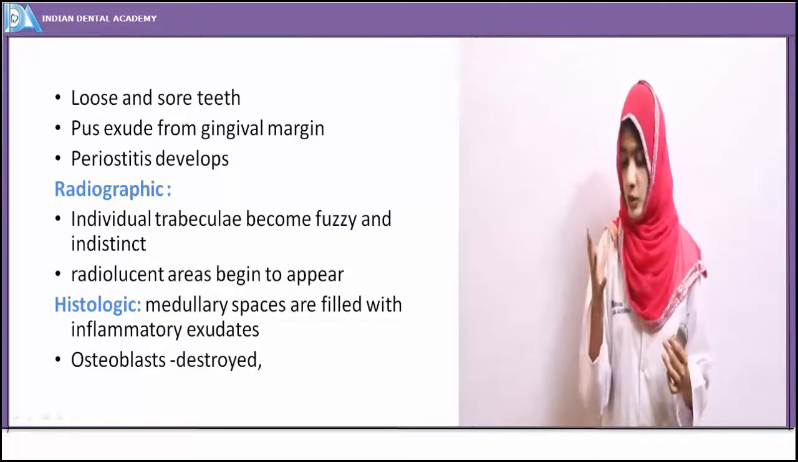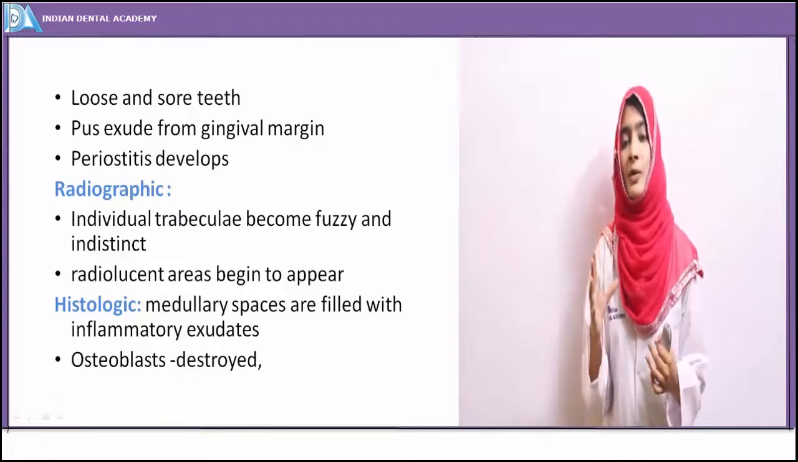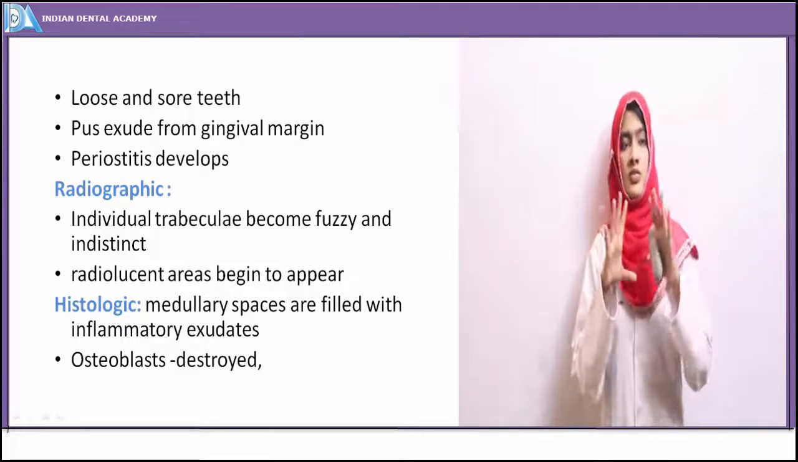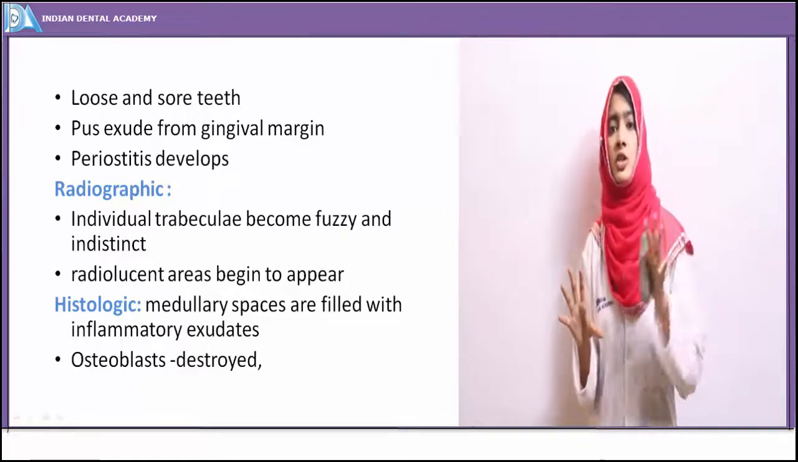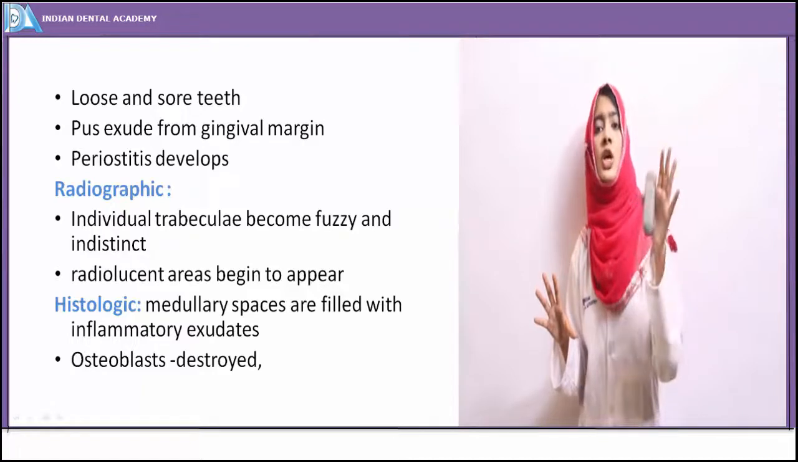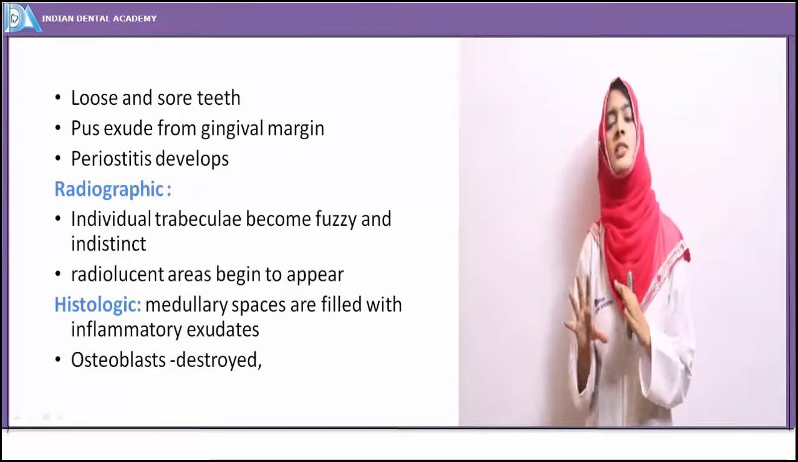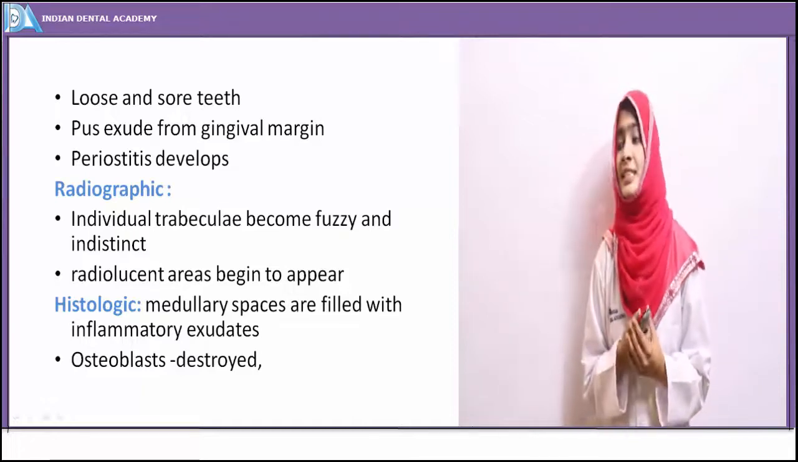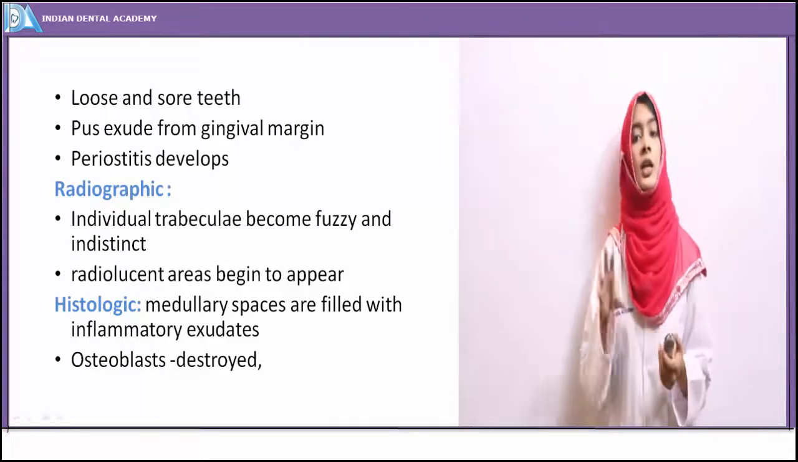And when you see the radiographic picture of acute suppurative osteomyelitis, you see that the individual trabeculae lose their viability. They tend to become fuzzy and indistinct. The trabeculae show that the osteoclasts may be activated, leading to resorption beginning to start in cases of acute suppurative osteomyelitis. Hence, the trabeculae become very indistinct, and radiolucent areas begin to appear, giving the characteristic mottled appearance to the bone.